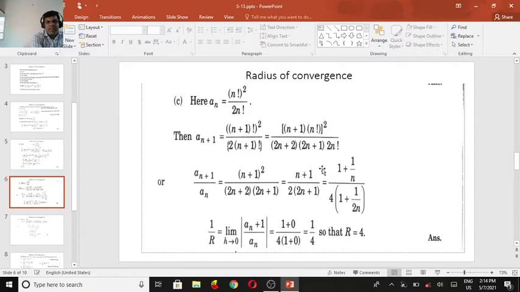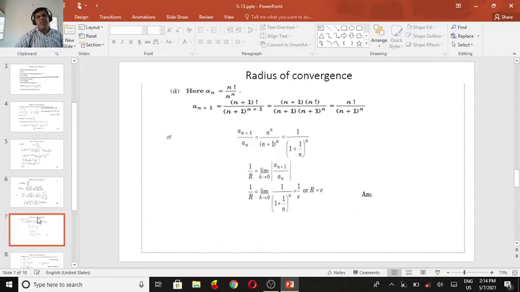So again, 1 by R is equal to the limit as n tends to infinity of a_(n+1) divided by a_n, which is equal to (1 plus 0) divided by 4 times (1 plus 0). So we get 1 by R equal to 1 by 4, so that R is equal to 4. So again, here R is finite.